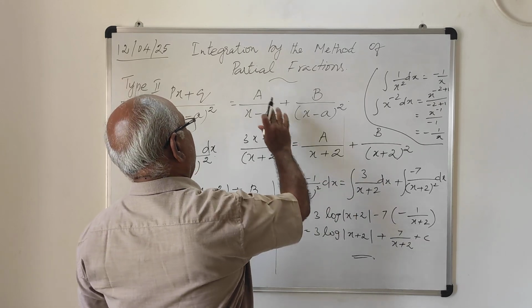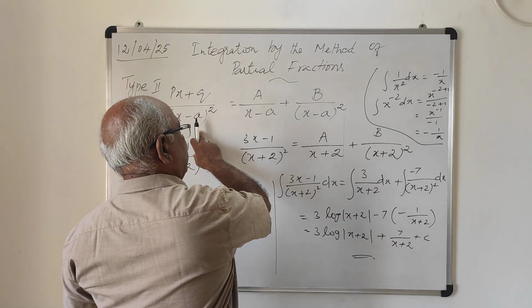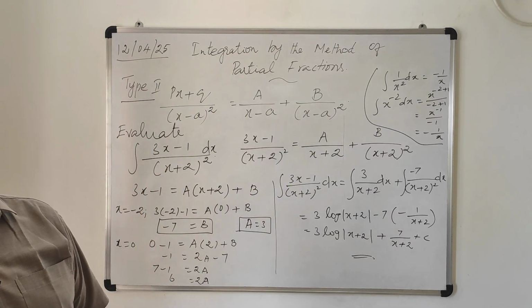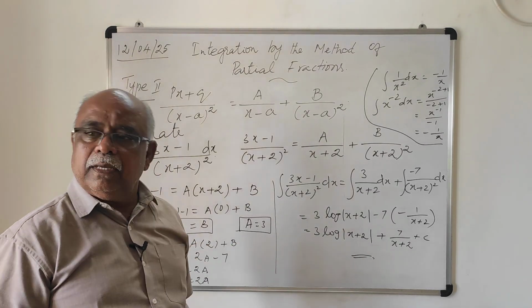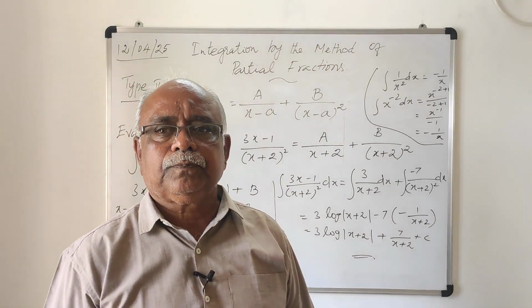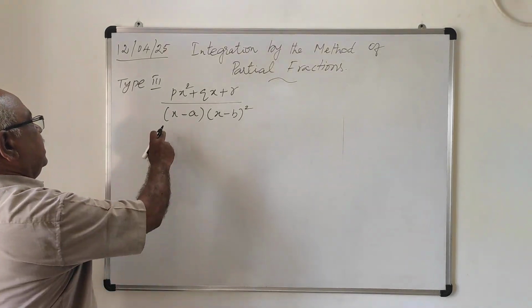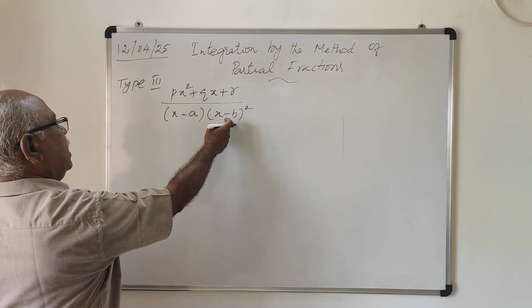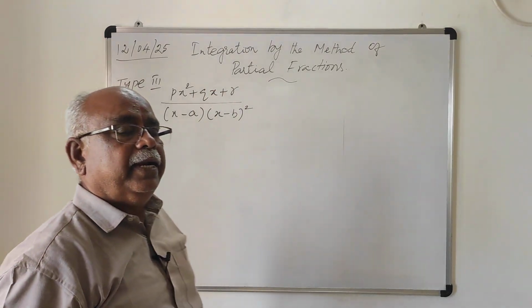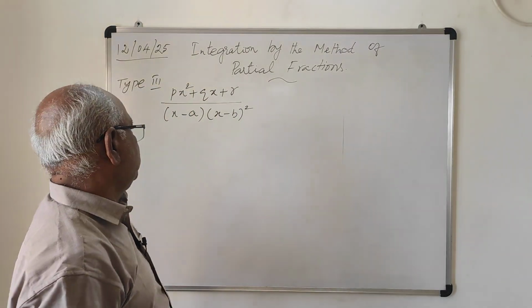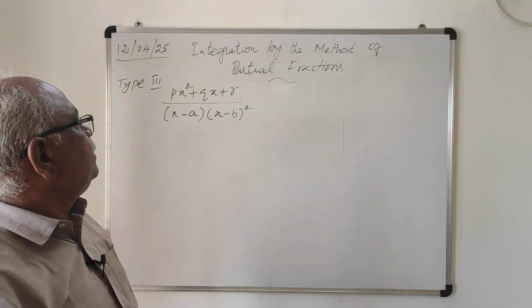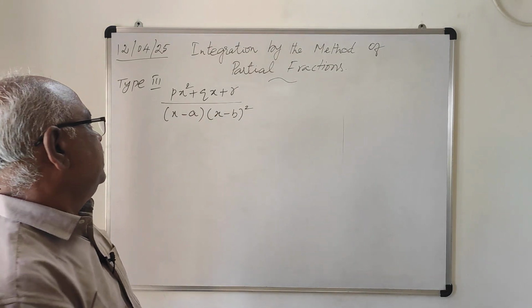By the principle of multiple factors in the denominator, this is the method of splitting into partial fractions, and the problem is solved like this. Okay? Next, type 3. In this method, you have a linear factor and a multiple factor in the denominator expression. In the denominator expression, you have one linear factor and one multiple factor. This is the type 3 method.